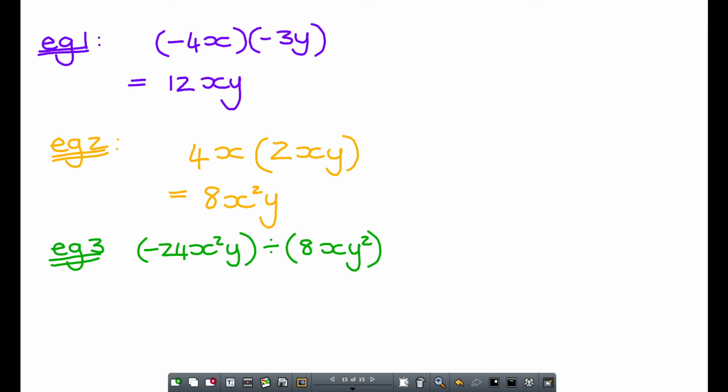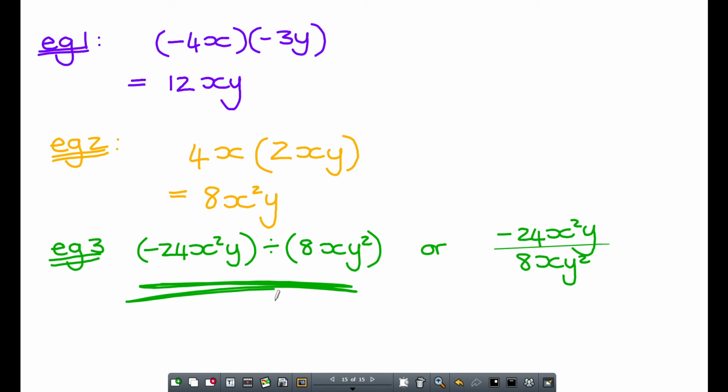Okay, so they can either give it to you like that, or that's the same as saying minus 24 x squared y over 8xy squared. Do you guys agree? Remember I can give it to you either way. Now I like working with it from a fraction because then it's easier to see what you can actually cancel out. But it's not wrong that if I give you a fraction, you write it in this method and then simplify further. Both would be correct.